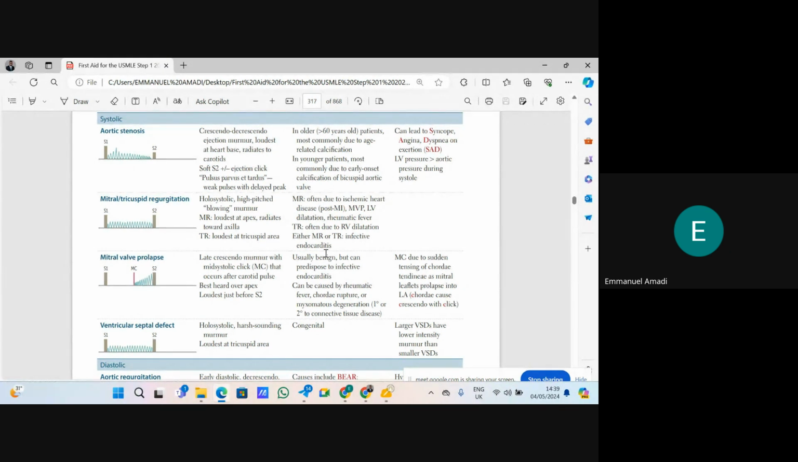Basically, now, larger VSDs have a quieter murmur than smaller VSDs. A lot of people will be thinking, how? If the VSD is large, we're supposed to get more murmur. Why are we getting less murmur from a large VSD? Now, the truth of the matter is this. What causes this murmur is more of turbulence. That is what causes the murmur, turbulent flow. So come to think about it.